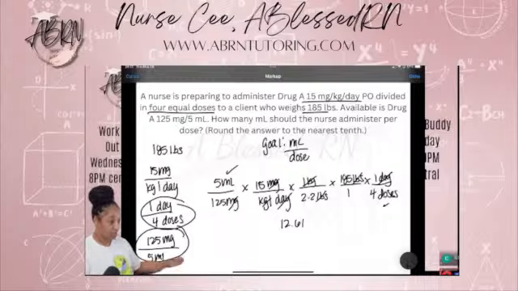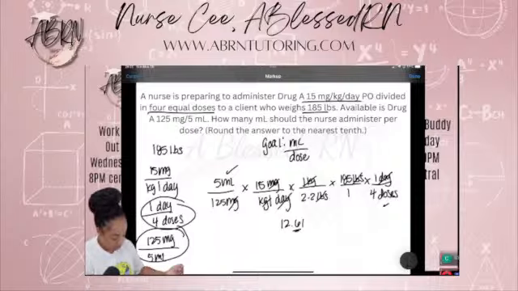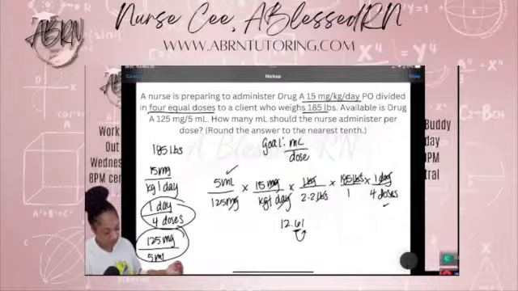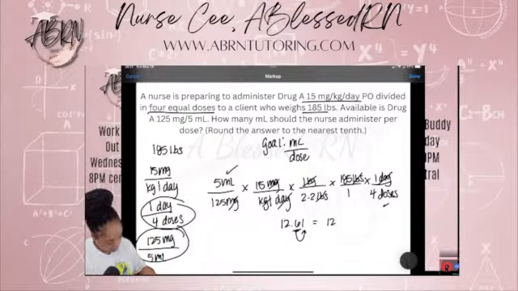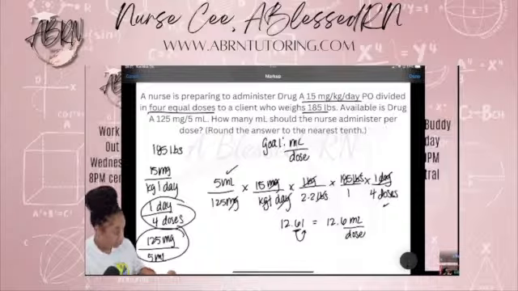All right. So it says to round to the nearest tenth. Okay. So that is this decimal place right here. So we know that we round right. So we'll go one decimal space to the right. If it's 4 and below, then it stays the same. If it's 5 and above, then you scoot it on up, right? So this is going to be 12.6 milliliters per dose.